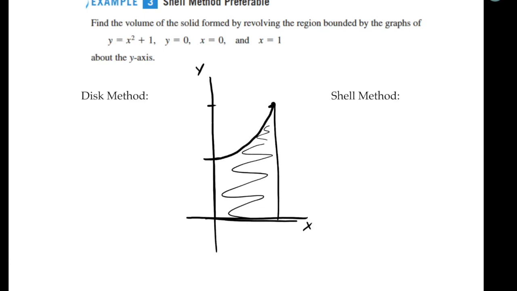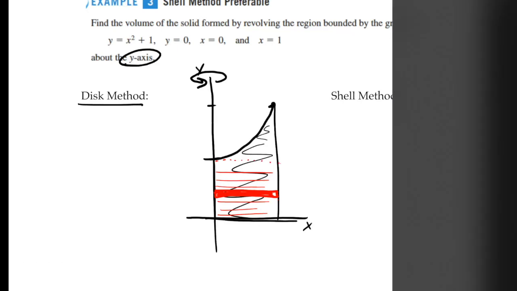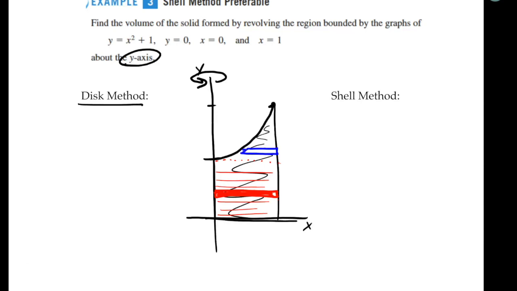If I wanted to use the disk method and I'm going around the y-axis, remember, perpendicular, my rectangular bar would be perpendicular to the axis of revolution. But notice as I'm going to run up this way, my r goes from right to left. This is the same, but as soon as I get here, I'm going to need to set up another volume. So you're actually breaking this up in two parts in order to do the disk method. And we can still do it.